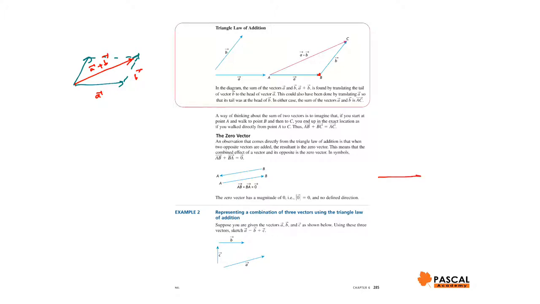Vector AB plus vector BA is going to be the same as vector AA, which is zero vector. We know vector AB and BA are opposite of each other. Therefore, the resultant is zero vector.